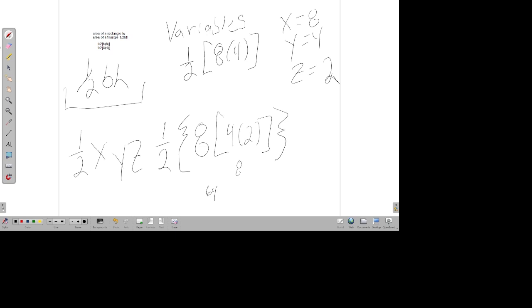Now we know that if you multiply by half, it's the same thing as dividing by 2. So 64 divided by 2. 2 times 3 is 6, and 2 times 2 is 4, so that would be 32 for that answer.